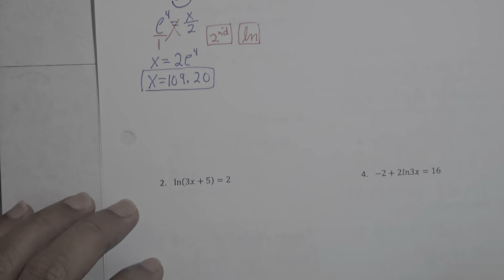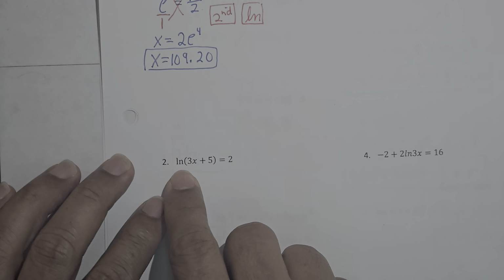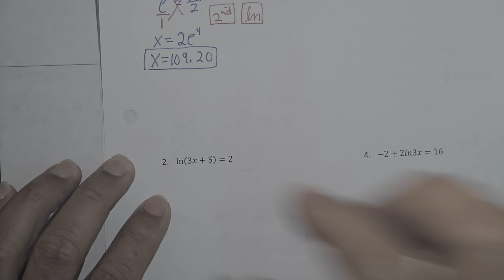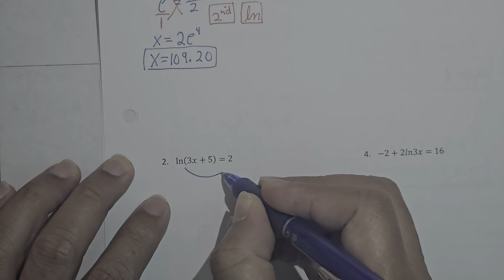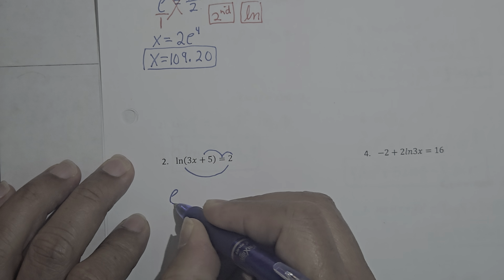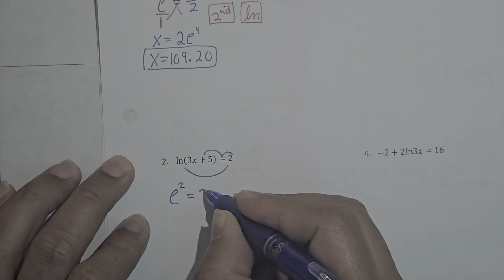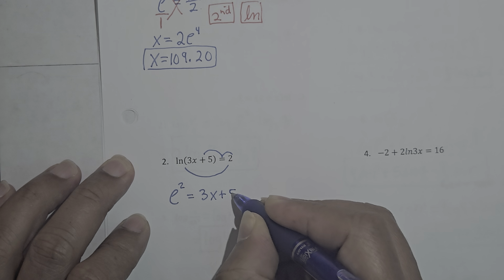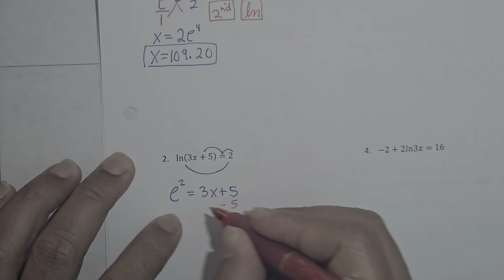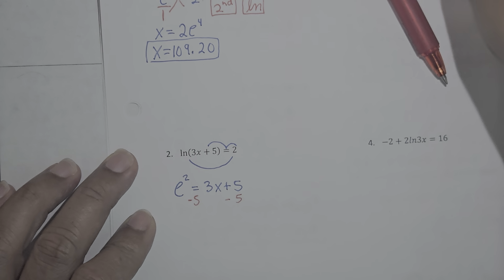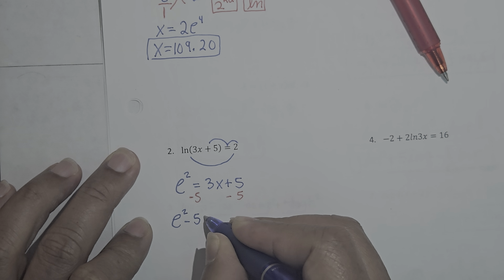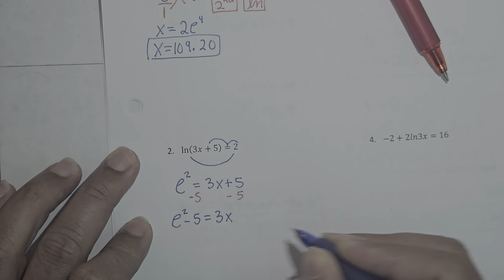Let's move on to the second example. Again, this is isolated and it's condensed to a single log. Again, the base of this log is the number e, so take the base, raise it to the 2nd power, and set it equal to what's inside the parentheses. So e squared is equal to 3x plus 5. The goal again is to get the x by itself, so let's subtract 5 from both sides of the equation. Then this side becomes e squared minus 5 is equal to 3x.